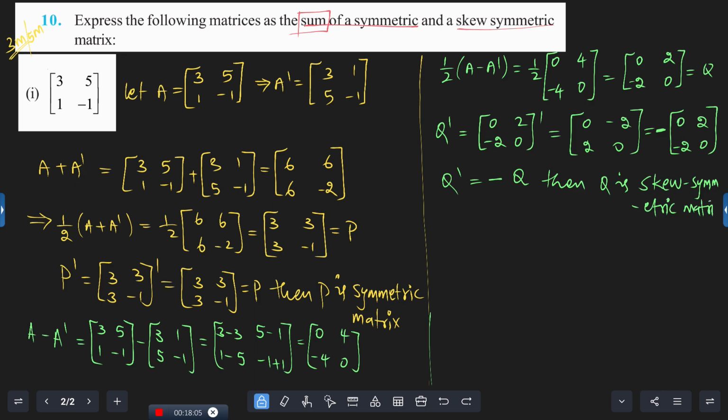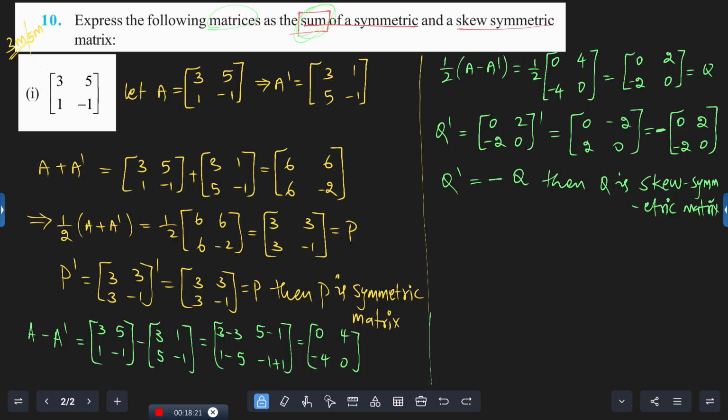Okay, that's it. Now we got P as a symmetric matrix as well as Q as a skew symmetric matrix. Now we have to show that the sum is equal to the question.